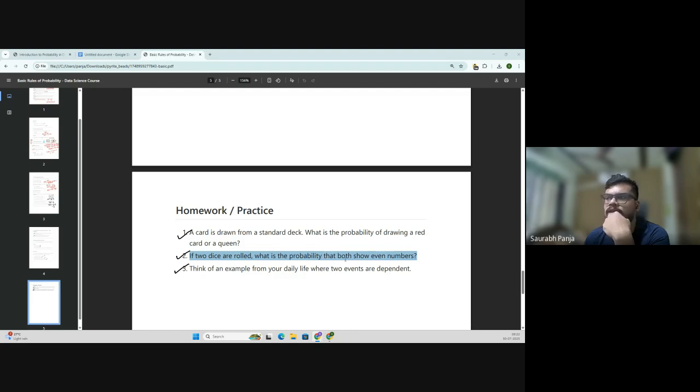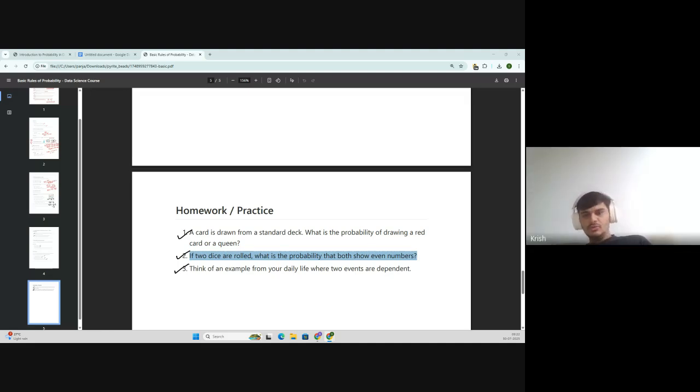Okay. Total number of outcomes with an even number on both dice? Both should show an even number, right? That's 2,2, 2,4, 2,6.